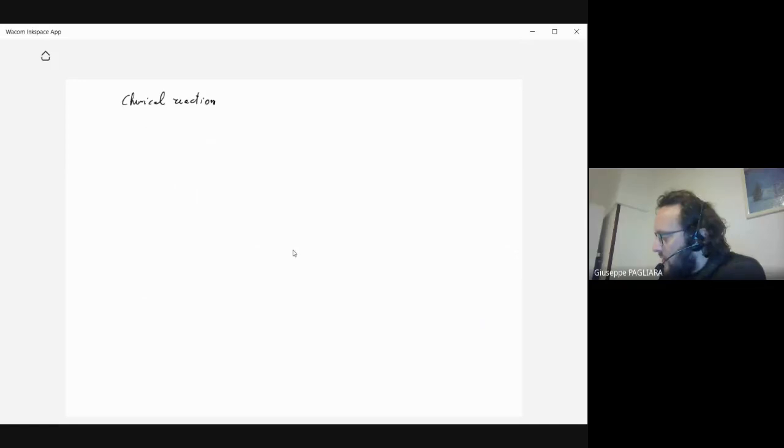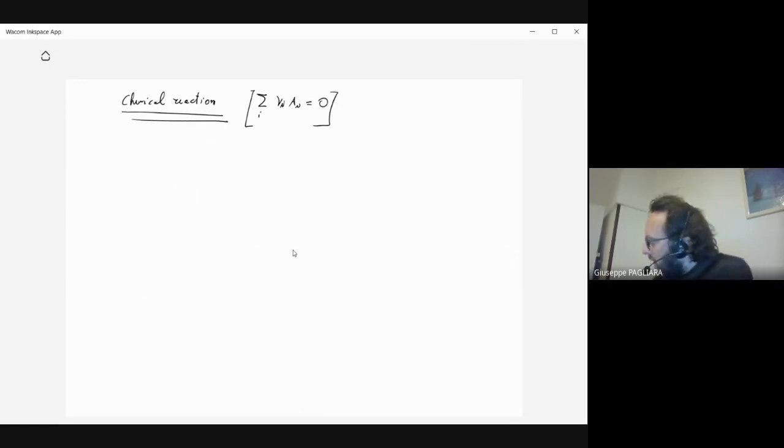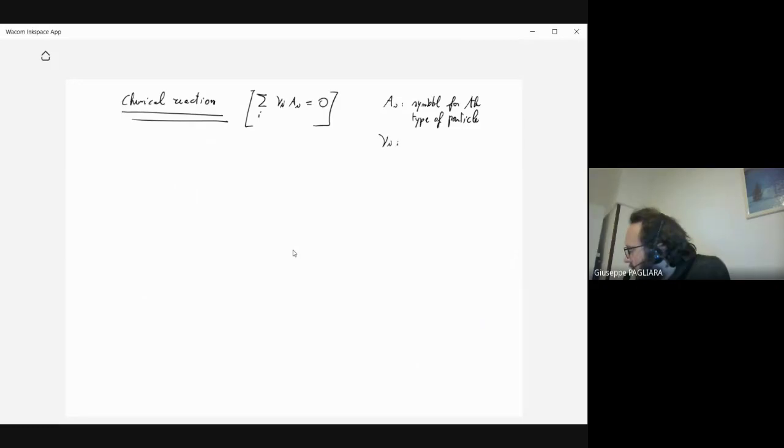which, as I said before, is not limited to the fact of real chemistry, but can be any other process of nuclear physics or particle physics. The chemical reactions are written in this form: the sum from i to a certain number of species of particles of nu_i A_i equal to zero. So this is an equation of a chemical reaction in which A_i is the symbol associated with the molecule of the atom or the species, symbol for the type of particle, whereas nu_i are called the stoichiometric coefficients.